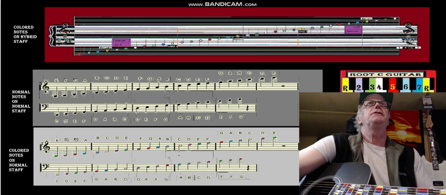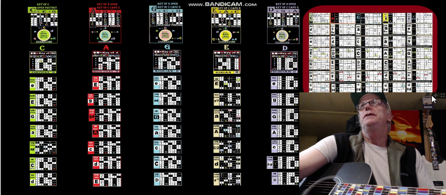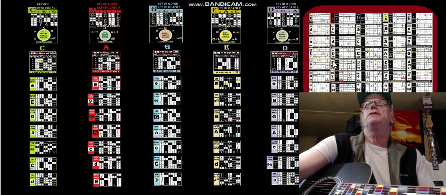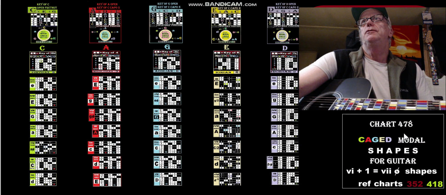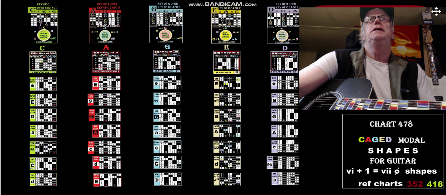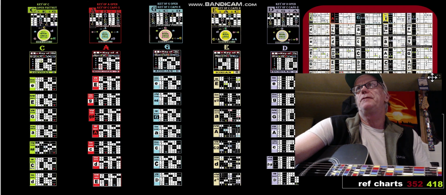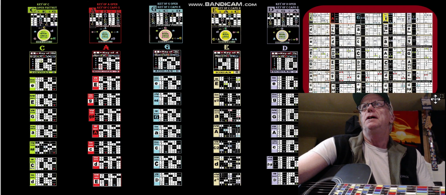Oh, by the way, this is guitar. These are some of the charts I'm doing. I brought this over because this chart was so liked by people. These are half positions. Okay, but I'm working on this. This is guitar only. 478 cage modal shapes for guitar. Different ways to spell out the, and this is the reference chart 352418.